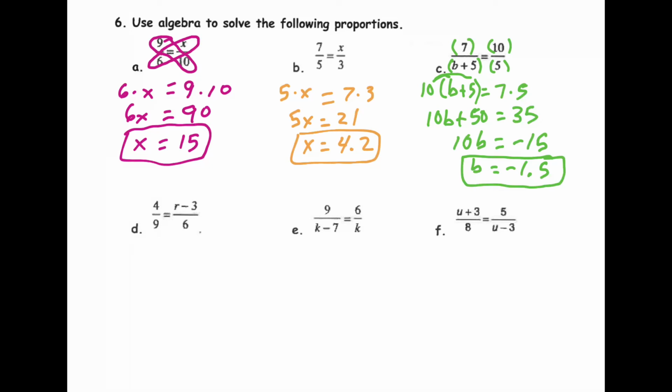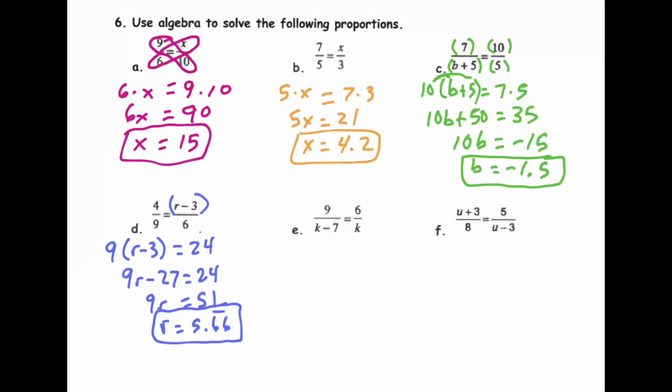All right, go ahead and give D a shot. Okay, it's pretty similar to C. Pause the video. When you come back, you will see the answer. All right, so don't forget to distribute the 9 to the R and the negative 3, and then you'll get an answer of 5.66 repeating, or 5.67 if you rounded it.